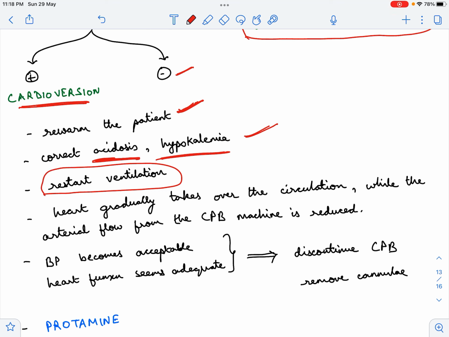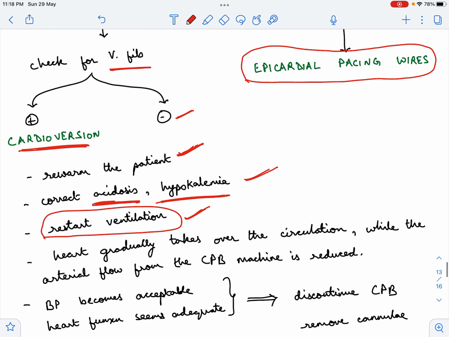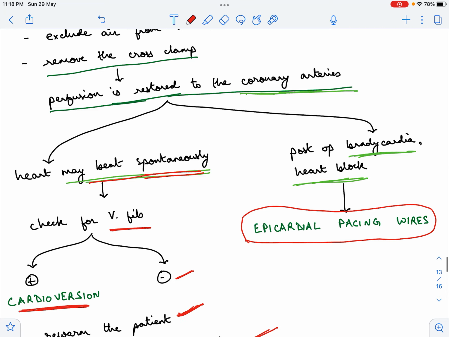Now what ventilation are you restarting? You are going to restart the ventilator that you had stopped, that is your ventilator which you use in any surgery when the patient is undergoing general anesthesia. You restart that ventilator. All right. And then, you've not yet removed the cannula, but what you have done is you have discontinued the cardiopulmonary bypass machine.